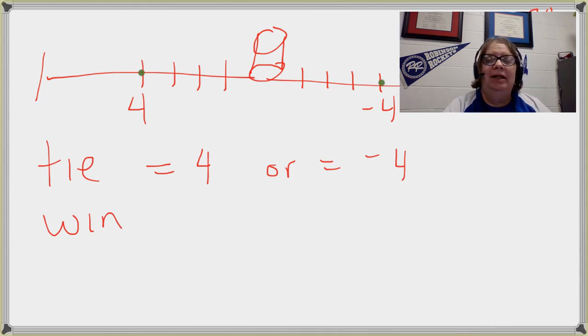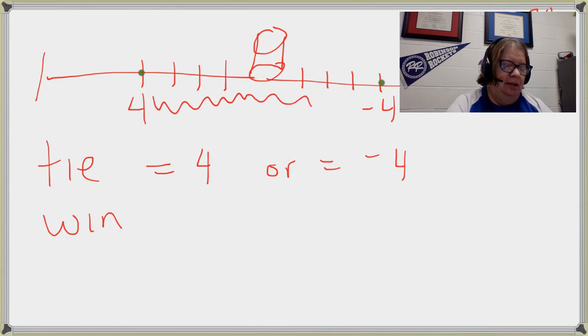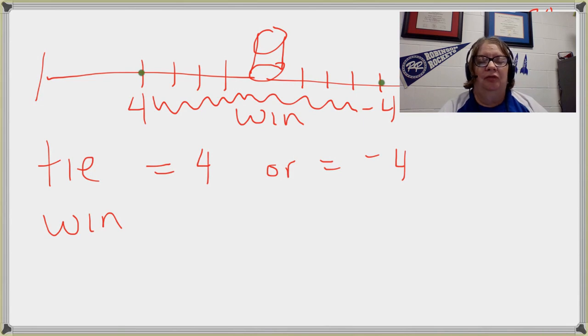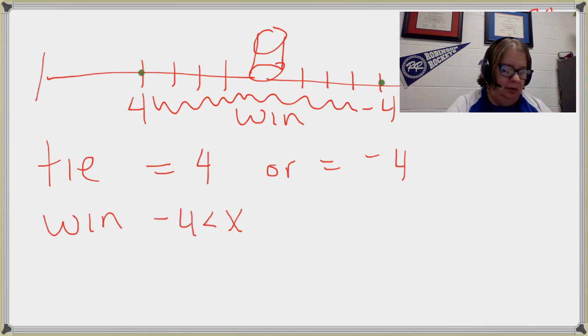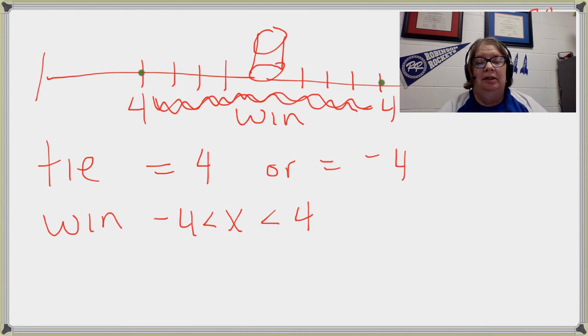To win, he needed to be closer to the target than 4 feet. So anything in this whole range would have been a win for him because he's closer than 4 feet to the target. So we talked about that if his throw was between 4 and -4, between -4 and 4, if the football he throws lands somewhere between these, then he's going to win.